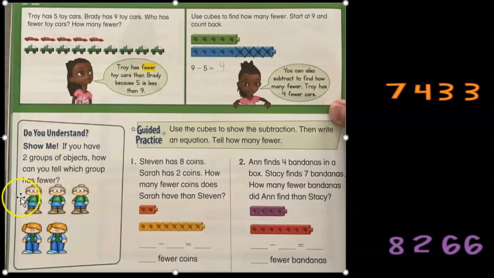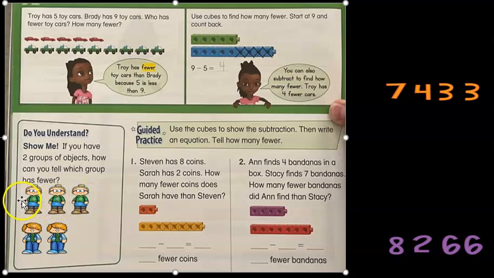Here we have the same set of girls. Here we have the same set of boys. But boys and girls, which row has more? Are there more girls? Or are there more boys? Which one has more?